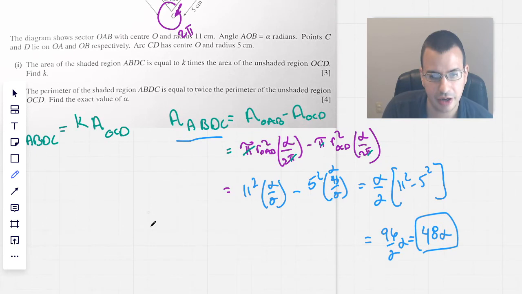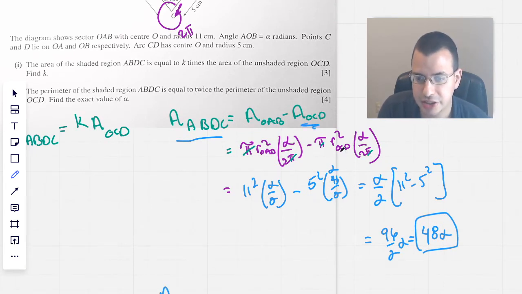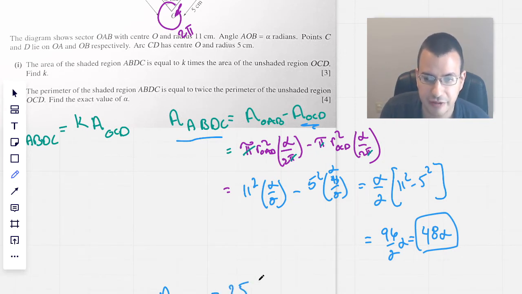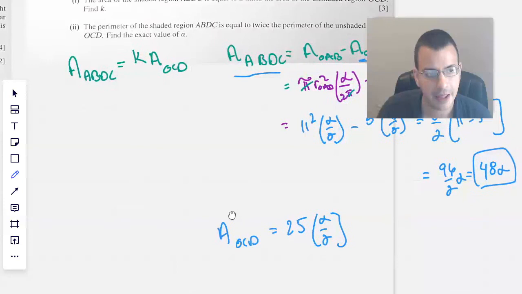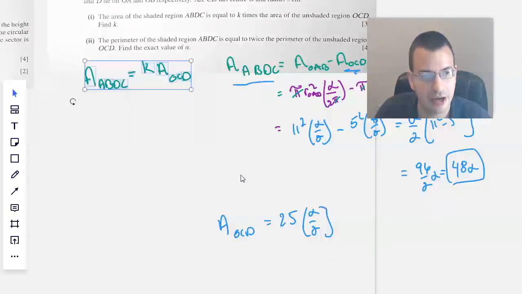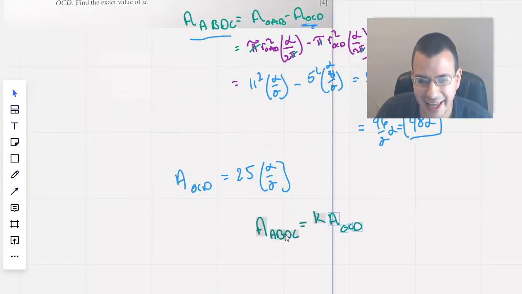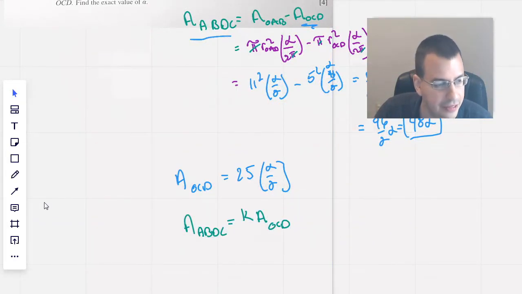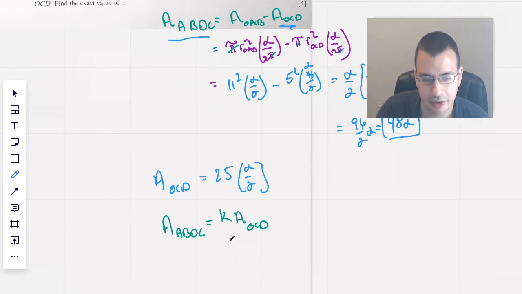Now we need area OCD, check, which we already found here, is 25, which is 5 squared, alpha over 2. Yep, 25, alpha over 2, pi is canceled, we're good. And therefore, we're going to bring this down, because this is what we're actually trying to find. We're trying to find k. And therefore, we can plug things in here.